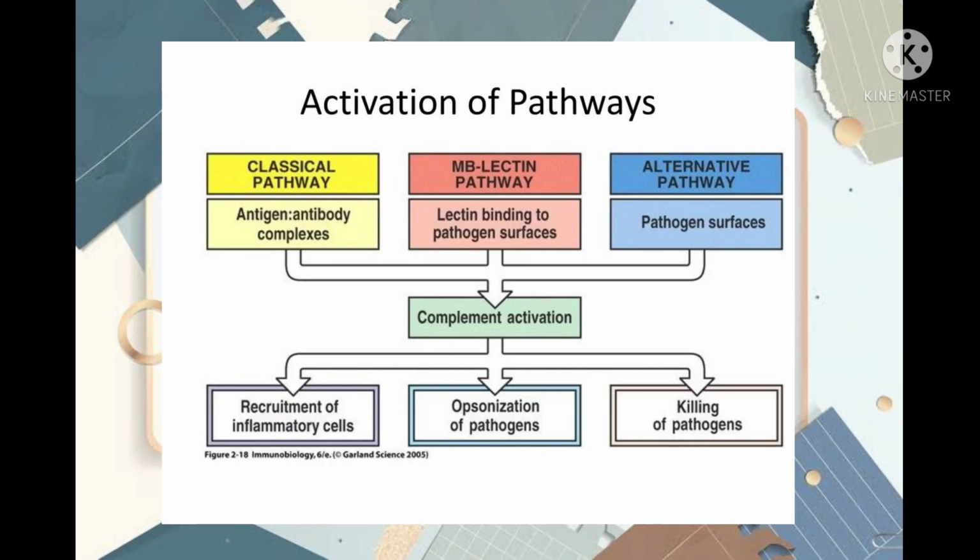Activation of pathways. The classical pathway has antigen-antibody complexes, the MB-lectin pathway has lectin binding to pathogen surfaces, and the alternative pathway has pathogen surfaces. Complement activation results in recruitment of inflammatory cells, opsonization of pathogens, and killing of pathogens.